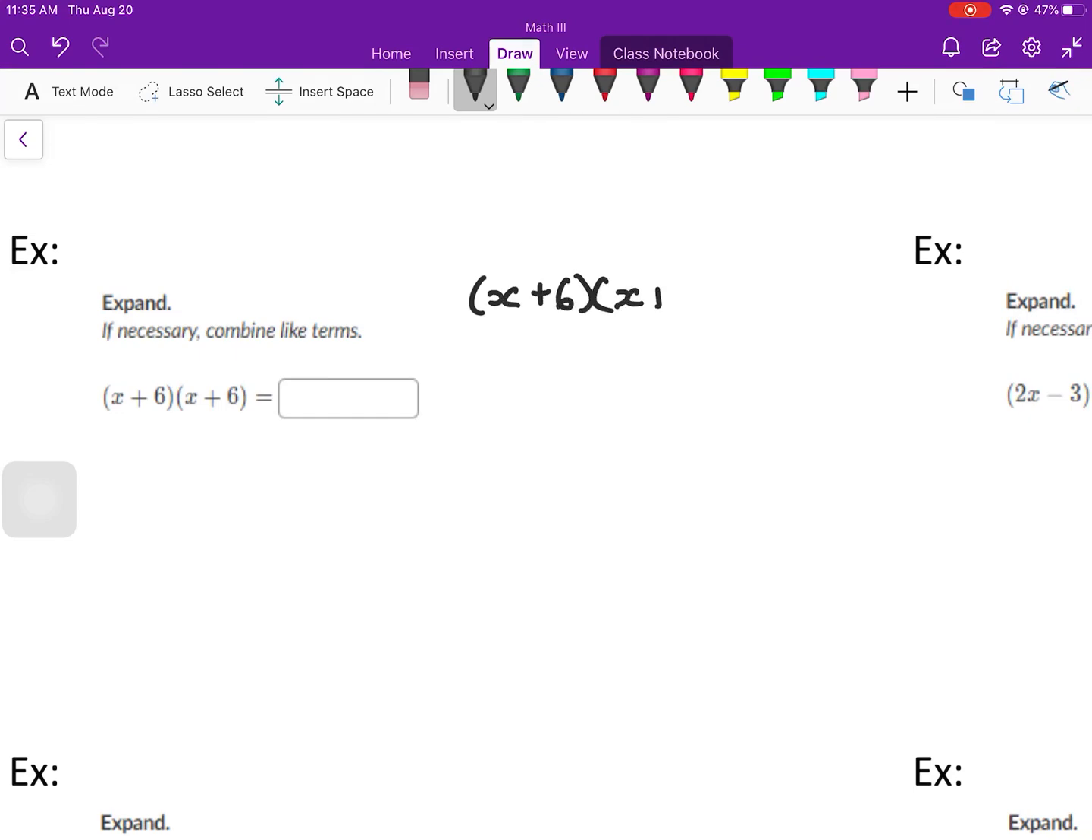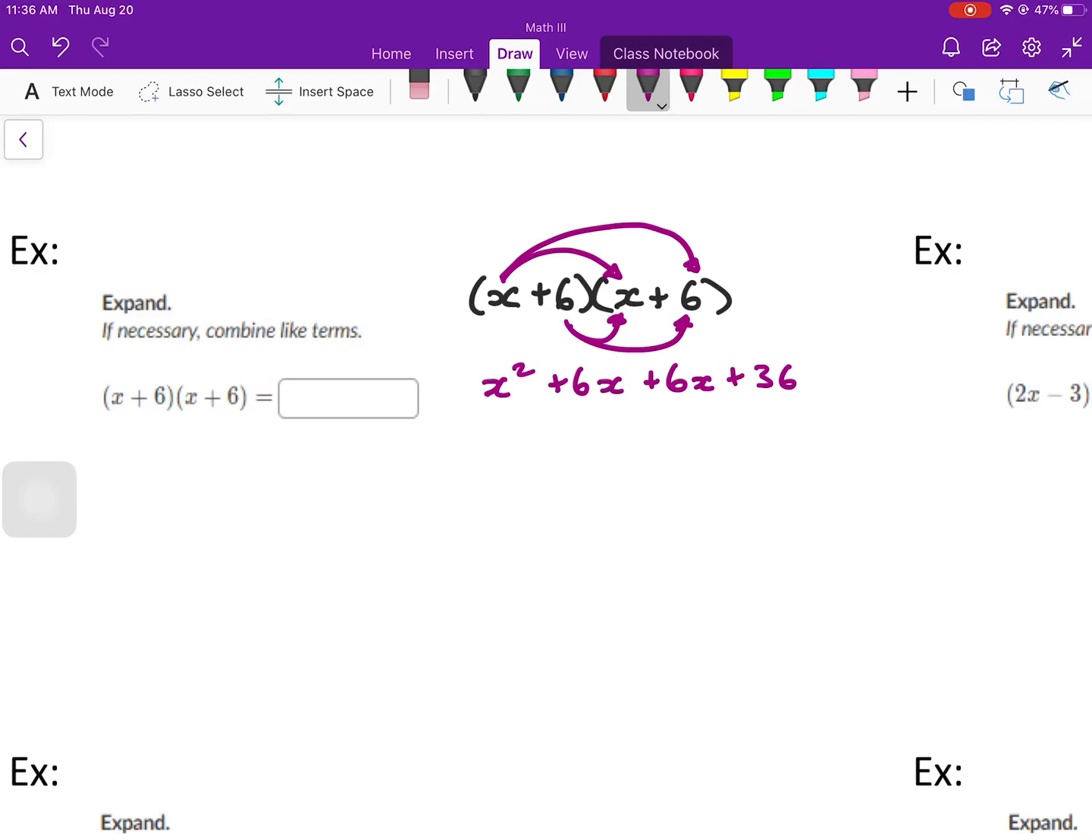So as you do these, do it the long way to start, and then as you do more and more of them, you'll start to see the easier way. And so let's go ahead. We're going to have x times x is x squared. X times 6 is 6x. Then 6 times x is also 6x. And then 6 times 6 is 36.